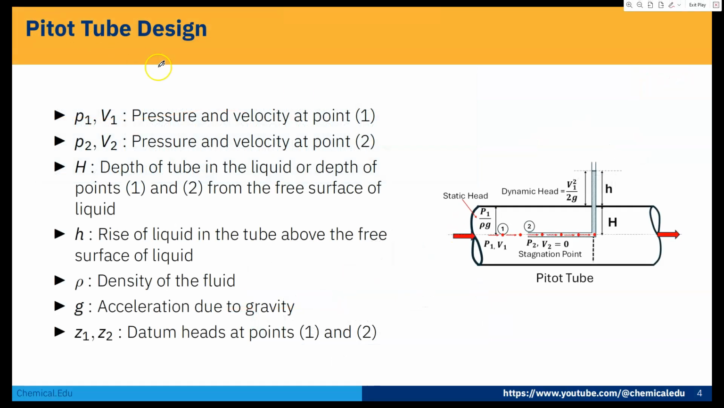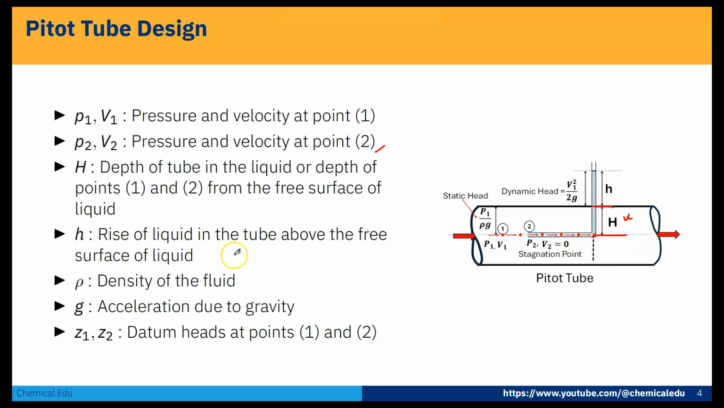Now here in the Pitot tube design, the Pitot tube is placed in the center of the pipe. P1, V1 is the pressure and velocity at point 1, P2, V2 is the pressure and velocity at point 2, H is the depth of the tube in the liquid or depth of the points 1 and 2 from the free surface of the liquid. So from that surface to the center point, that is H. We can vary H, and based on that we can also calculate the velocity.